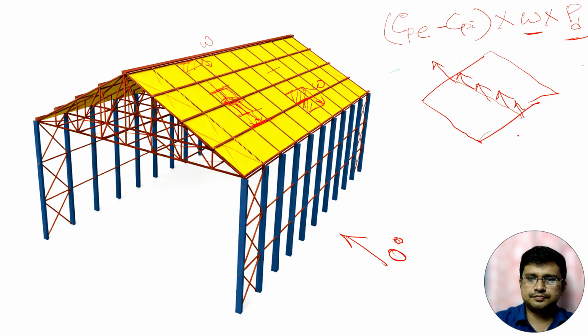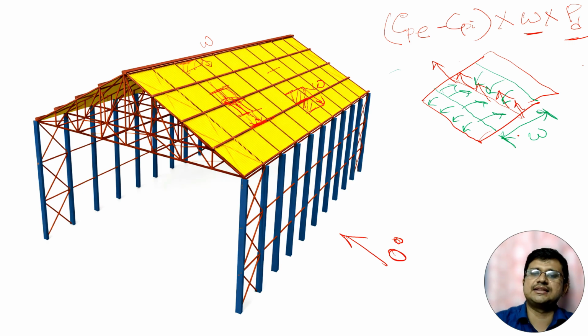Now, half from this side and half from this side, this much load will come over this particular purlin. And the next part, this part, the load will go to the next purlin. So for this purlin, the influence width will be this.